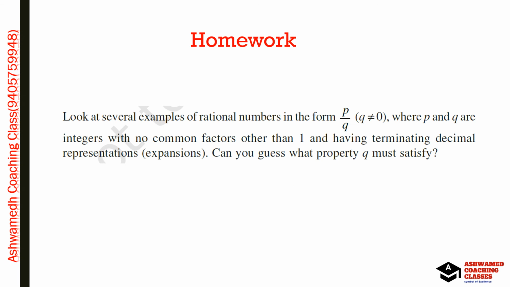This is for homework. Look at several examples of rational numbers in the form p upon q, where p and q are integers with no common factor other than 1. So we have to take p and q as prime numbers, having a terminating decimal representation. Can you guess what property q must satisfy? Check for this and give me the answer in the comment box.